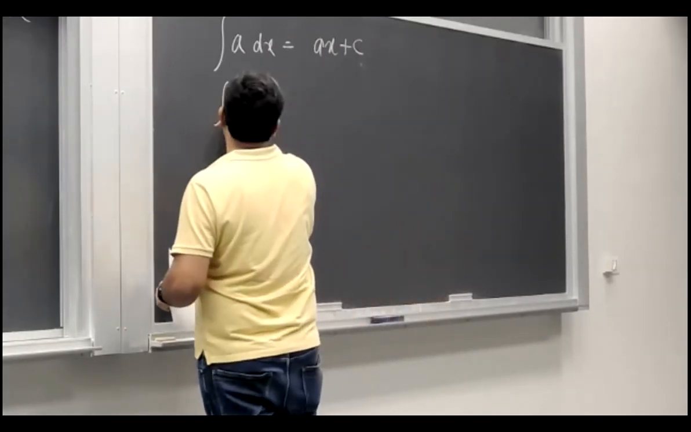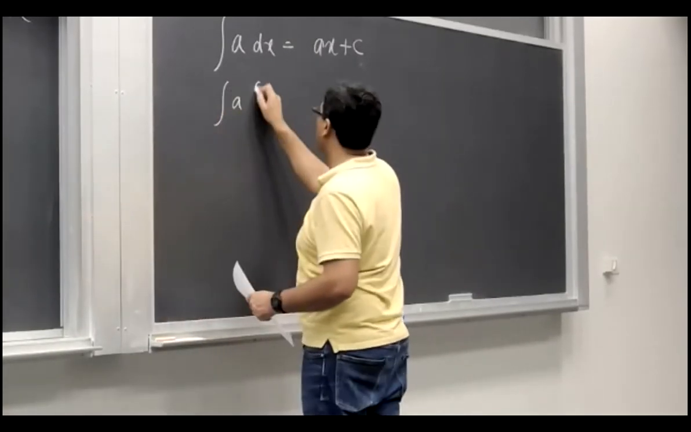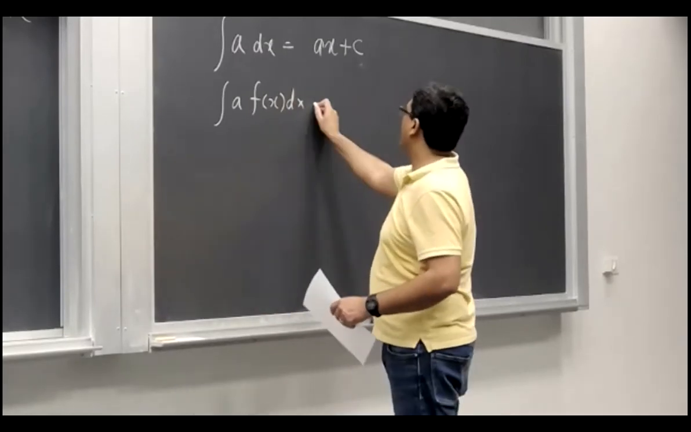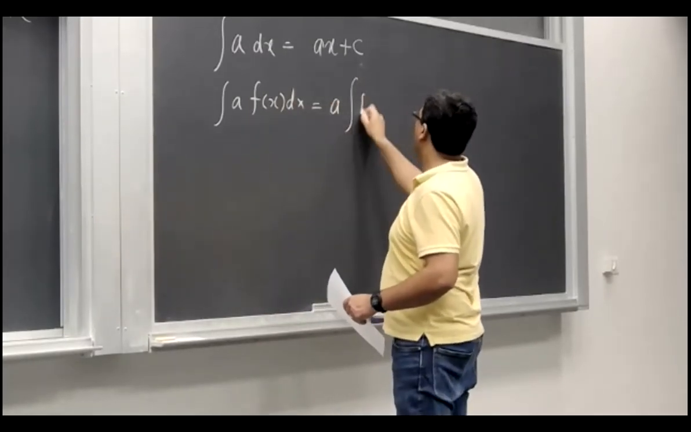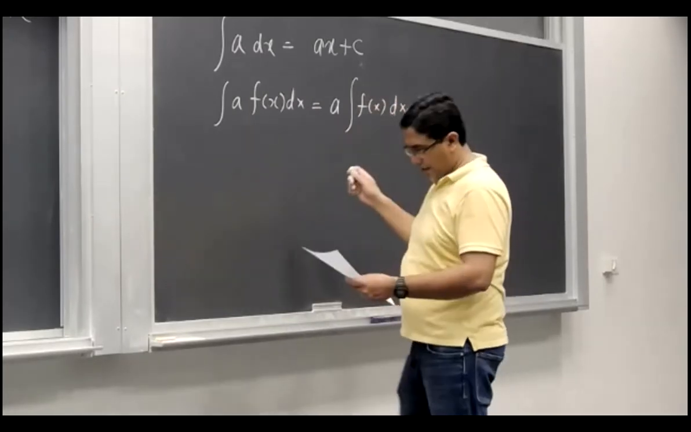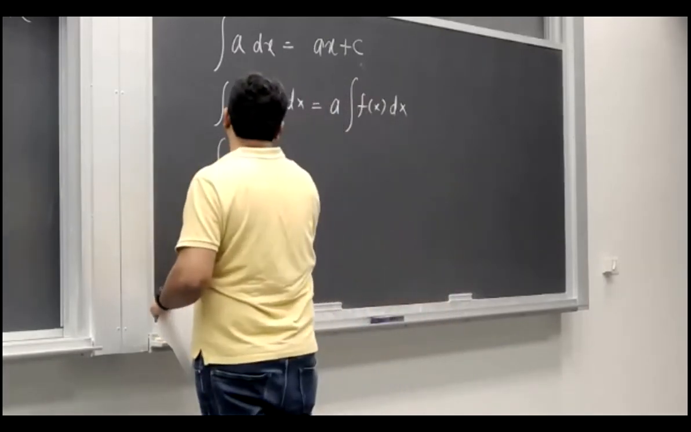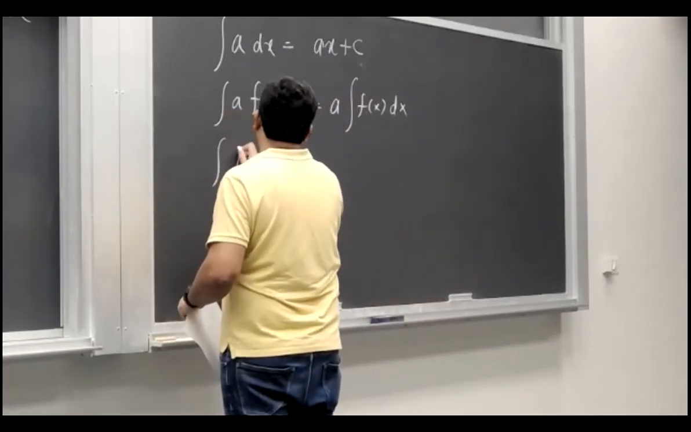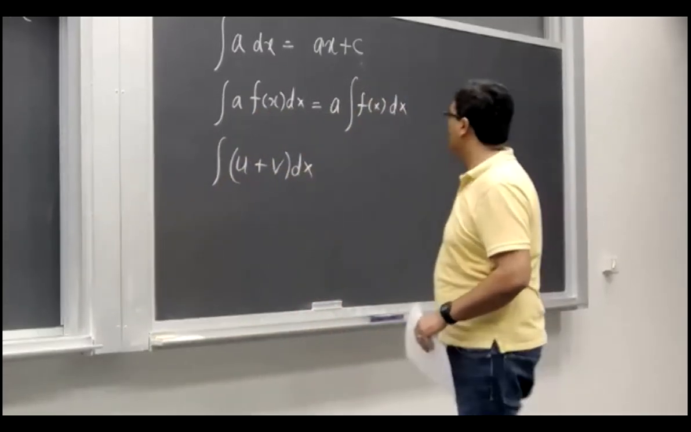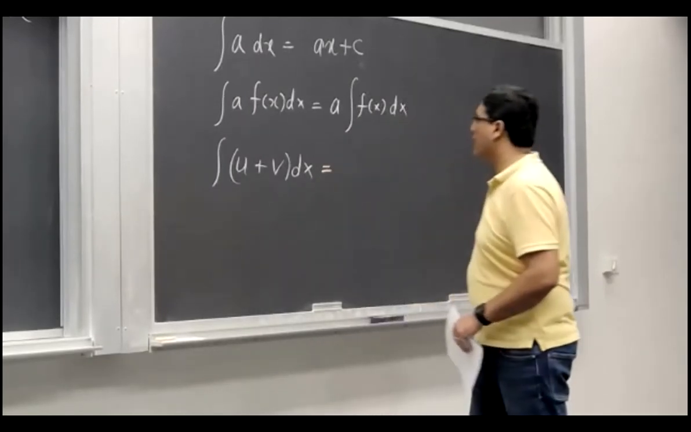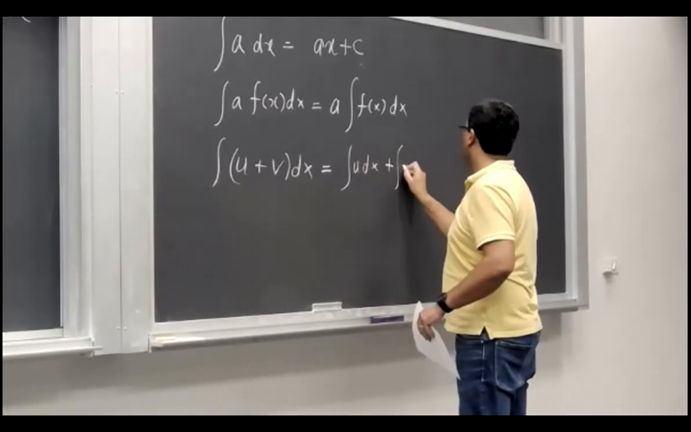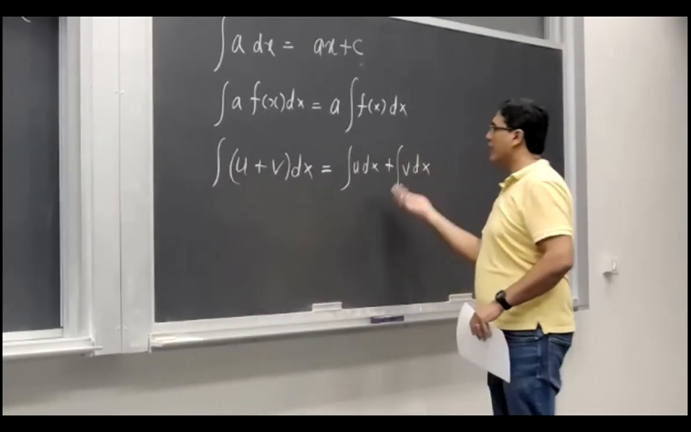Similarly, you can take the constant out. If you have a constant multiplied by a function inside an integral, then you can write the a outside the integral and just take the integral of f of x. It's another property. If you have the sum of two functions, the integral of the sum of the two functions is equal to the sum of the integrals of the functions. So integral of u dx plus integral of v dx. You can write it like that.